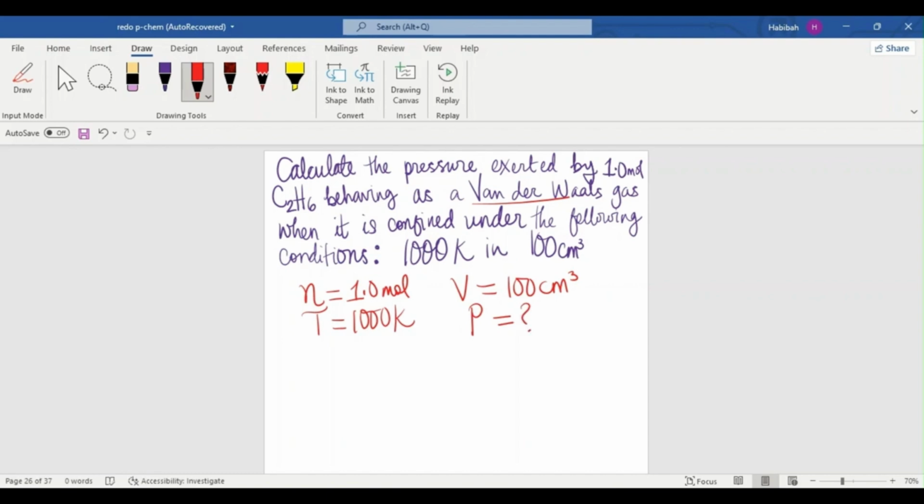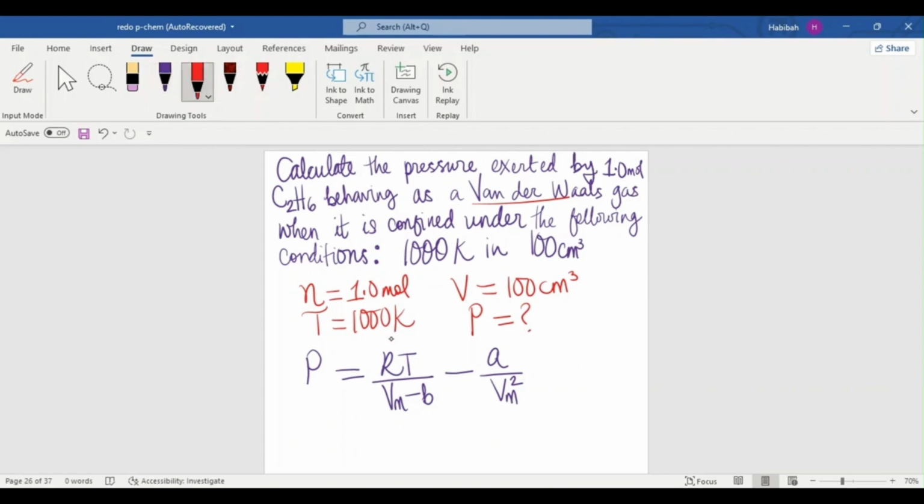So the first thing you do is remember that whenever you're dealing with a van der Waals gas, when you're asked to determine pressure, there's just one formula that we use, which is pressure is equal to RT, the gas constant times temperature, divided by the molar volume minus the van der Waals parameter B, minus another parameter A divided by the molar volume squared. So A and B are parameters for the van der Waals gas that are unique to that specific gas. Basically it's like a fingerprint, right?